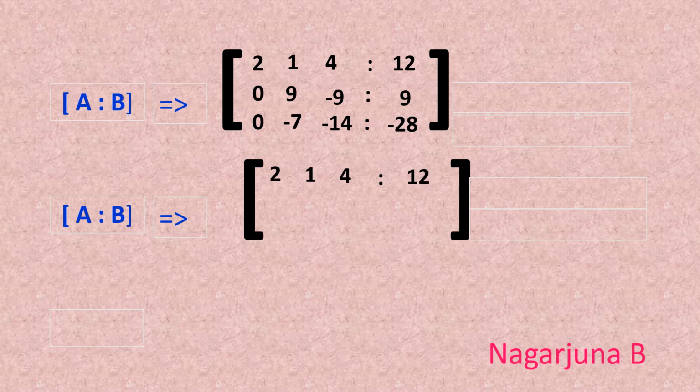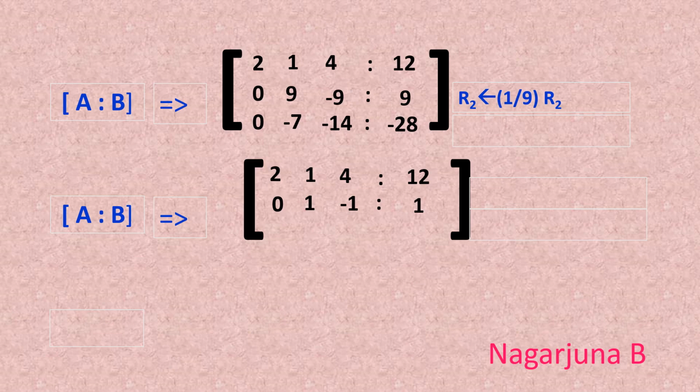Therefore what we can write, R2 equal to 1 by 9 into R2. So 1 by 9 into 0 will be 0. 1 by 9 into 9, 9 9 cancel, 1 into 1 is 1. Then 1 by 9 into minus 9, 9 9 cancel, 1 into minus 1 will be equal to minus 1 colon. Then 1 by 9 into 9, 9 9 cancel, 1 into 1 will be equal to 1.